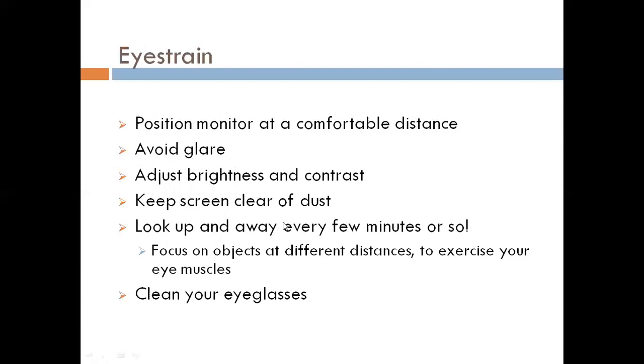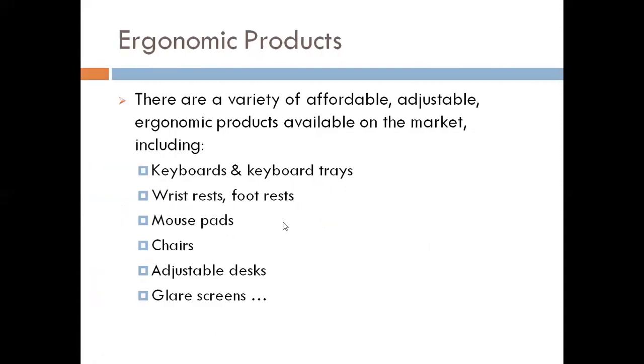Clean your eyeglasses. You should clean your eyeglasses properly. Next, ergonomic products. There are a variety of affordable, adjustable ergonomic products available on the market, including keyboards and keyboard trays, wrist rests, foot rests, mouse pads, chairs, adjustable desks, glare screens. These are the ergonomic products available in the market for the comfort of people who are working on a computer.